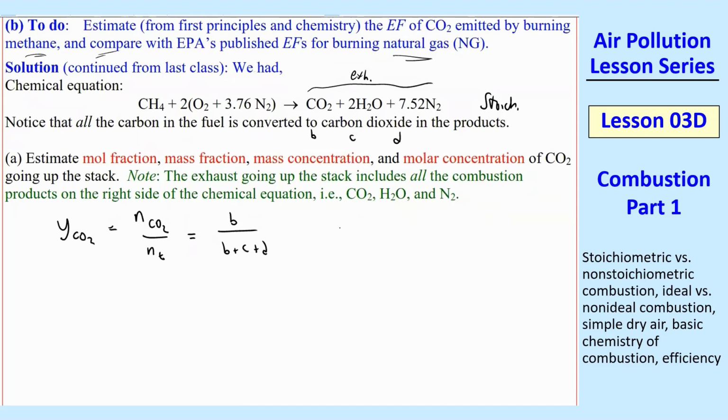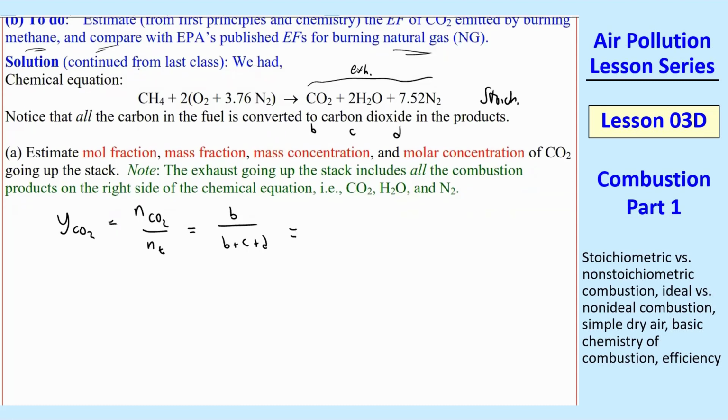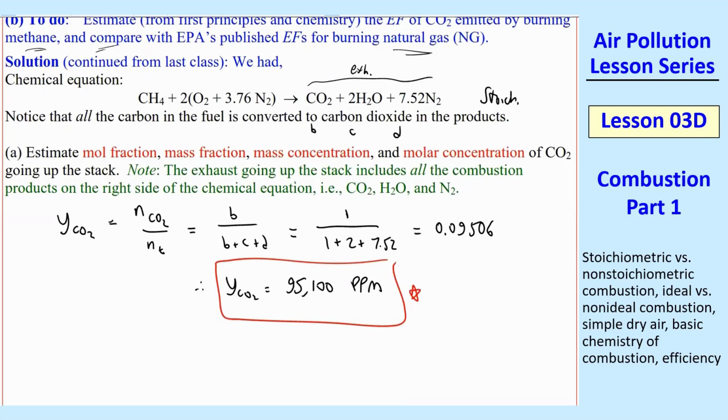And now plug in the numbers and we get our final mole fraction for CO2, 95,100 ppm, which is pretty high compared to what's in the atmosphere, which is only about 410 ppm. So that's a lot of CO2 that's produced. Almost 10% of the exhaust gas is CO2.